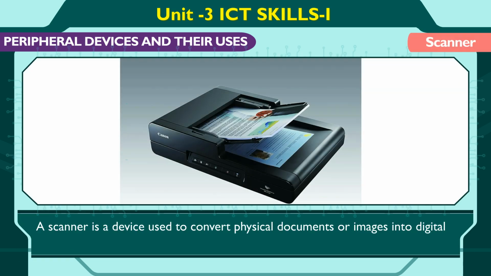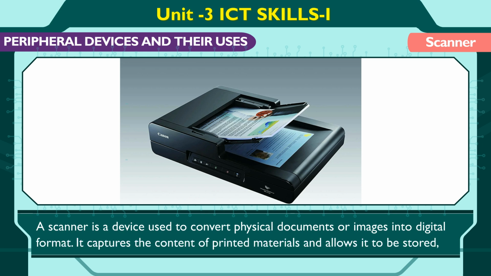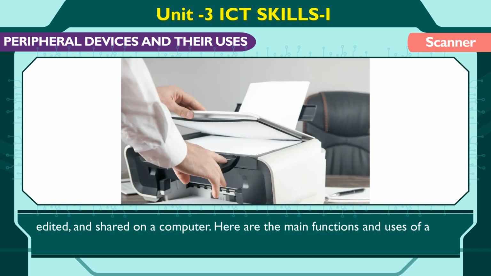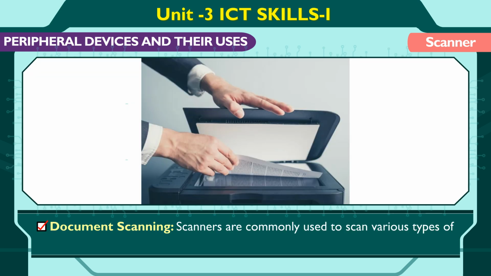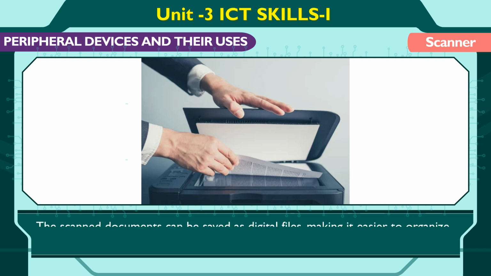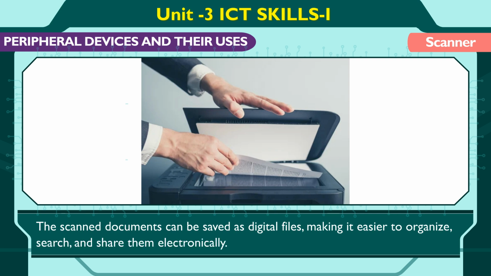Scanner. A scanner is a device used to convert physical documents or images into digital format. It captures the content of printed materials and allows it to be stored, edited, and shared on a computer. Here are the main functions and uses of a scanner. Document scanning. Scanners are commonly used to scan various types of documents, including papers, contracts, receipts, and forms. The scanned documents can be saved as digital files, making it easier to organize, search, and share them electronically.